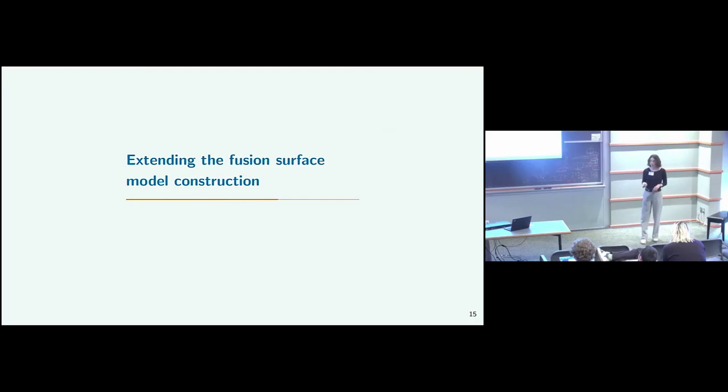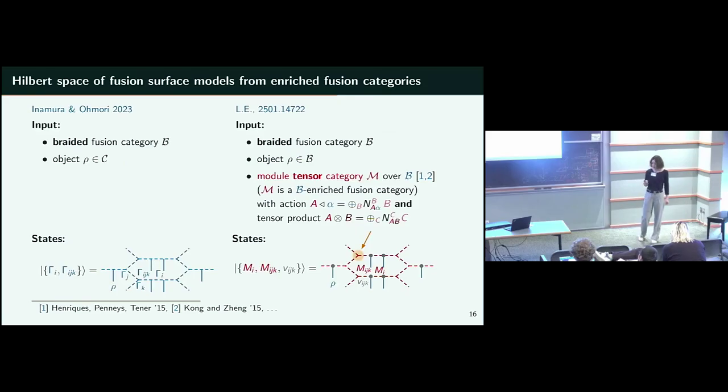Okay. So now I want to talk about how we can extend this fusion surface model construction. And the strategy will be very similar to 1D. So again, we want to refine this input by the choice of a module category. So now we want to label these horizontal edges which make up my Hilbert space, again by objects in a module category over the braided fusion category. But these 2+1 dimensional diagrams involve a trivalent vertex like this, where 3 objects of my module category meet. And so this tells me that it's not enough to just consider a module category, instead I need a module tensor category. So this also has a tensor product between its own objects.